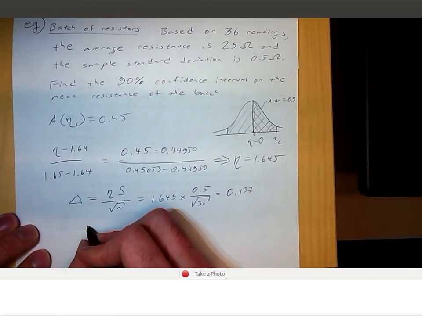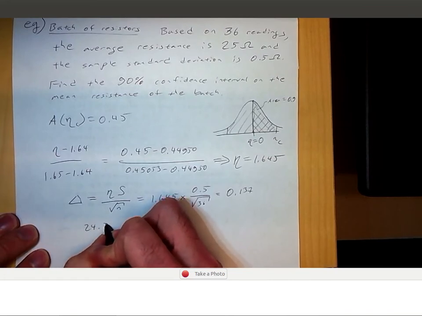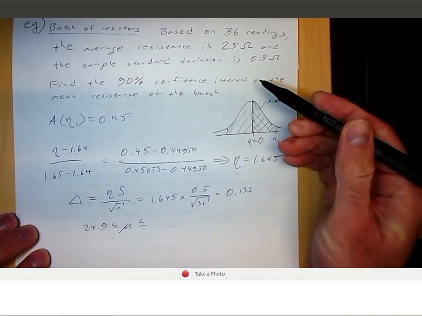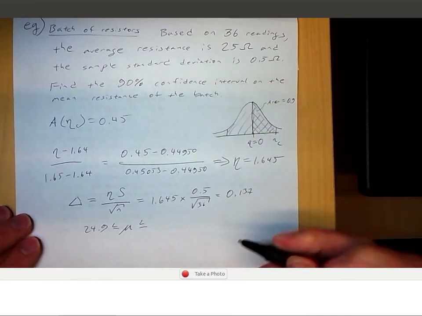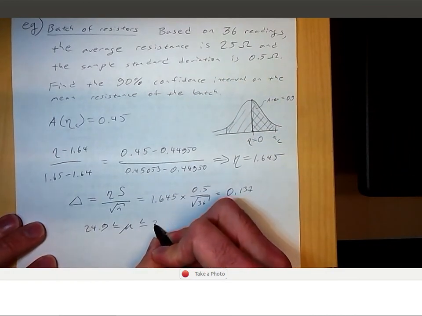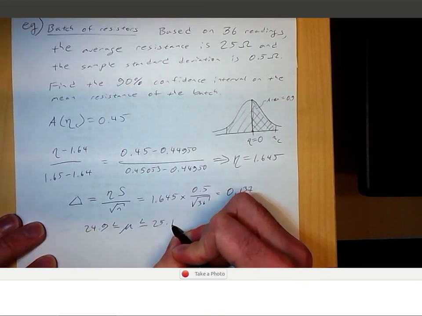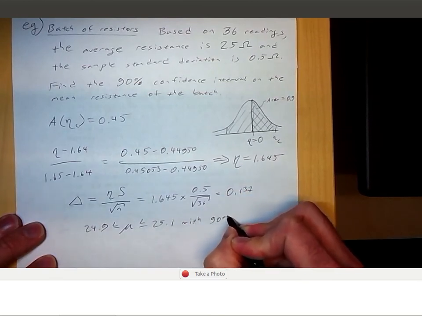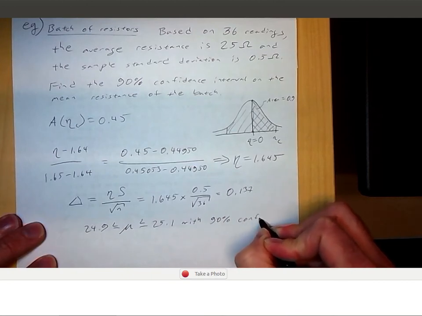The result is that we're saying our population mean, or the average resistance of this batch of resistors, is between 24.9 and 25.1. And we're saying that with 90% confidence.